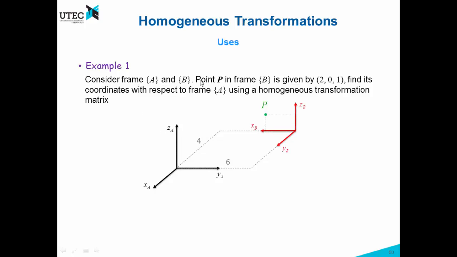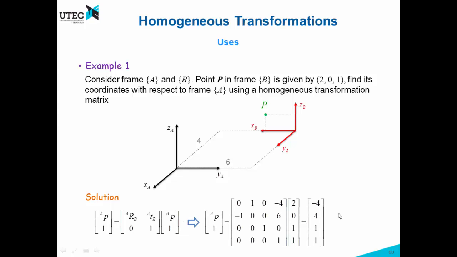Consider frames A and B, these two frames. Point P in frame B is given by these coordinates. We want to find the coordinates with respect to frame A. So we have to first convert them to homogeneous coordinates and then just replace the values. We replace the values here of point P. Then this is the transformation from B to A.